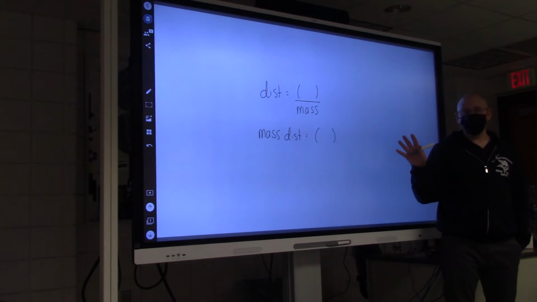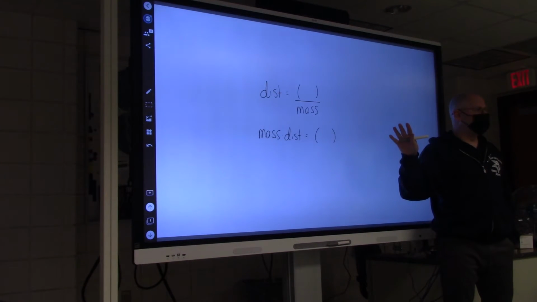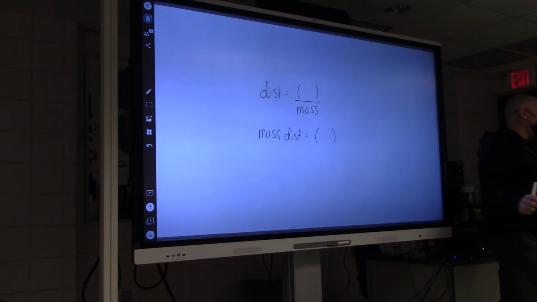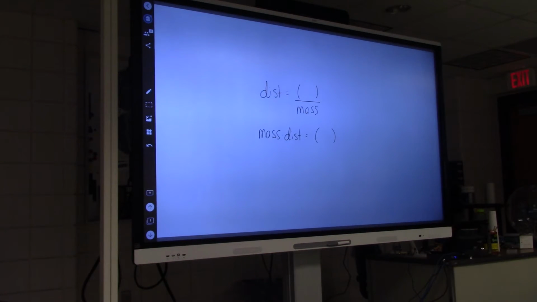So, does this help you understand the units better? Check with your neighbor, see if this helps you understand the units better. Think about what the units would be. What do you think the units are given this construct? So what are the units of mass?